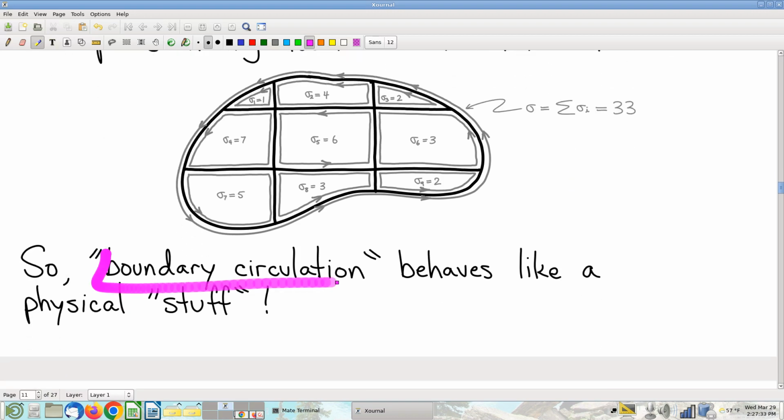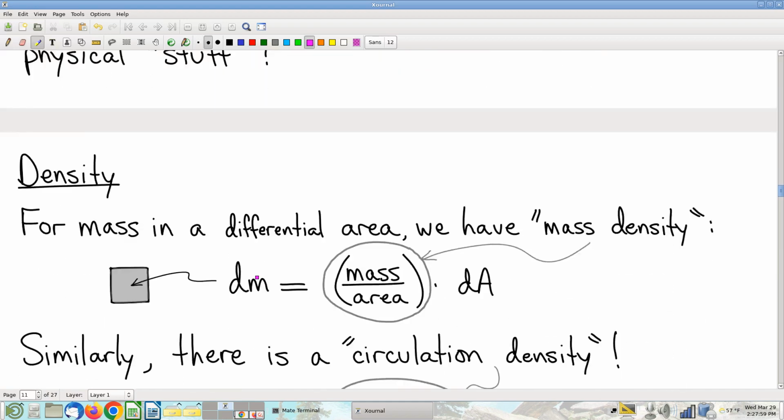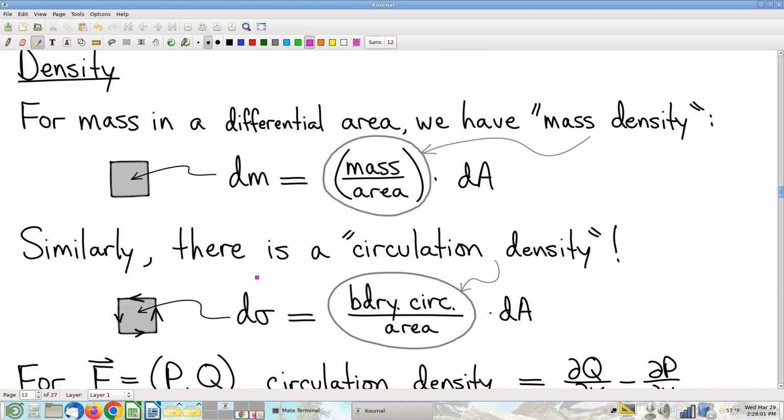You want to think of boundary circulation like we think of all other accumulating quantities. You want to think of it as a stuff. You want to think of it as kind of like mass in a way, in that it is a stuff that's distributed over the area. Is that okay? Is everybody on board with this point of view? All right.